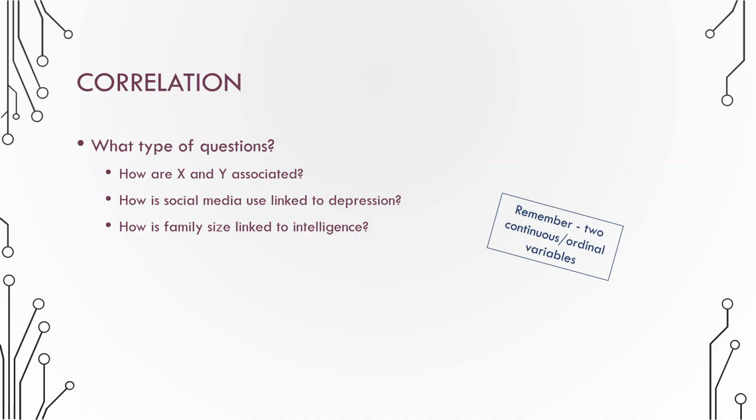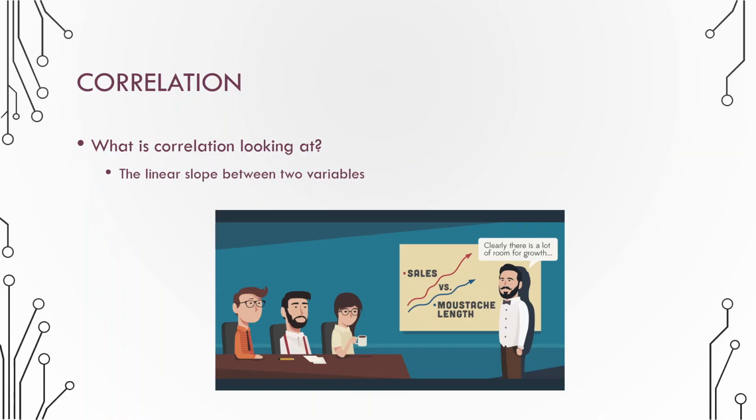So for example, we might ask, how is social media use linked to depression? How is family size linked to intelligence? How are my hours of sleep the night before a test correlated with my score on that test? So we're seeing how these two things work together or go together. Graphically, what we're talking about here is a linear slope between two variables. In fact, the correlation coefficient is a slope itself.